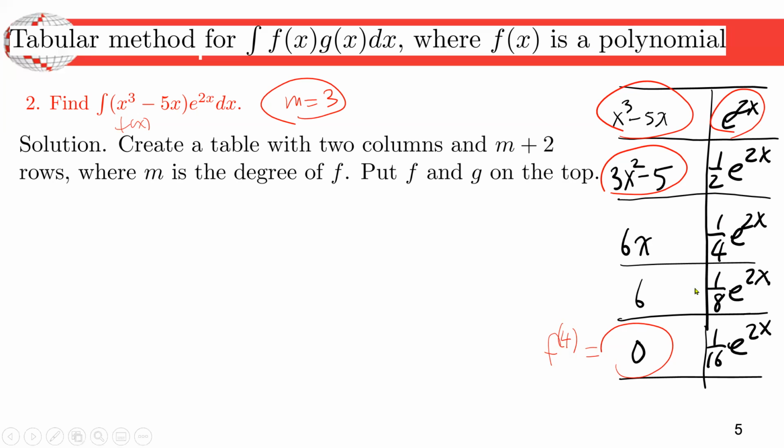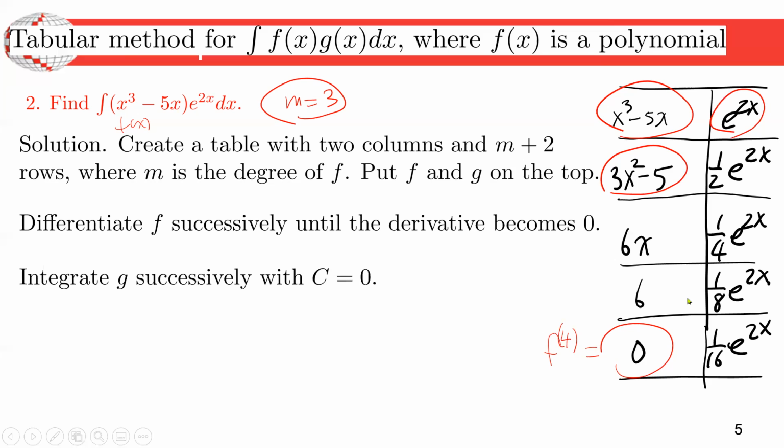So that's the first step. This step is really pretty routine. We just need to differentiate the first factor and integrate the second factor, and typically we can do them by heart. Now we're going to form those diagonal products and combine them with alternating signs. We're going to do this on the next page.